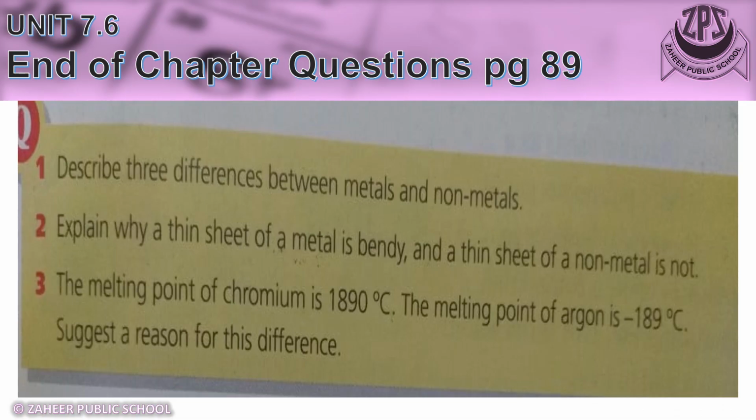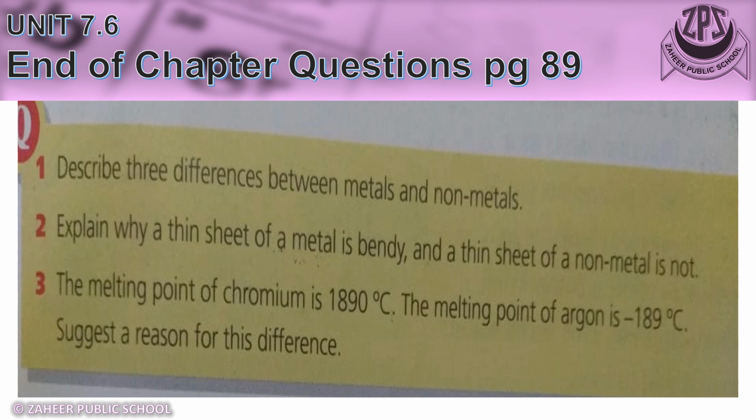Now, the questions given at the end of the chapter on page number 89. In the first question, you have to describe only three differences between metals and non-metals. Whereas in the second question, you have to explain why the metal is bendy and the non-metal is not. You can explain with the help of the property of bendiness.